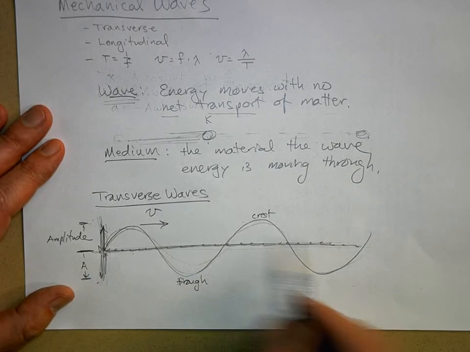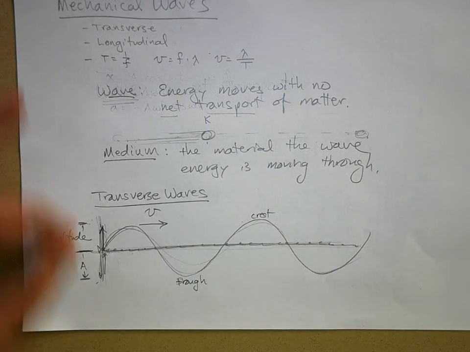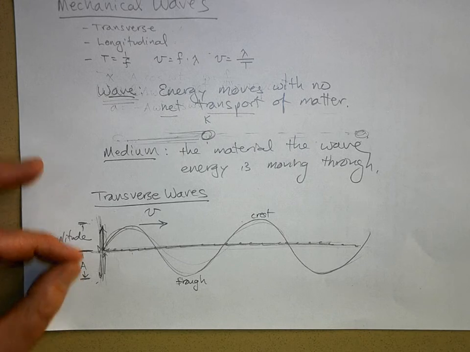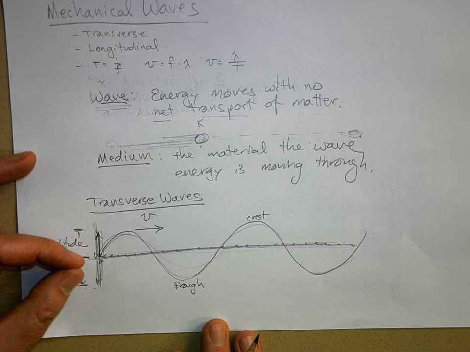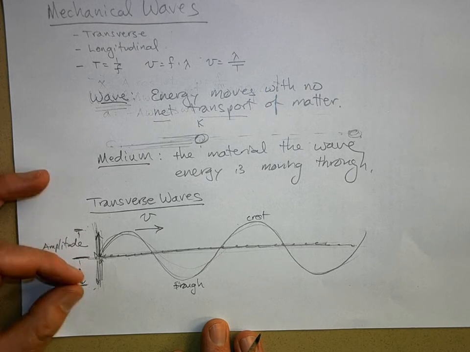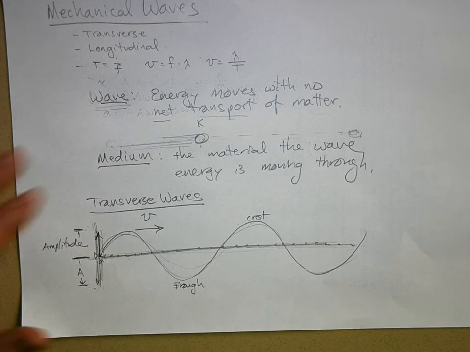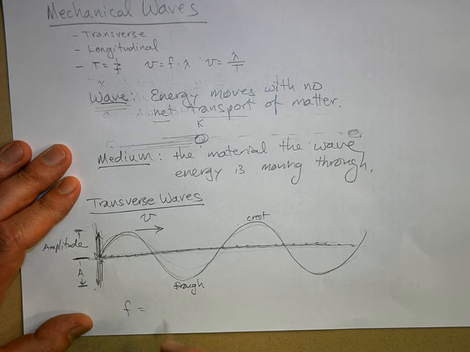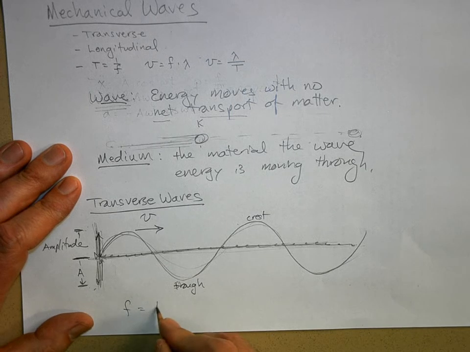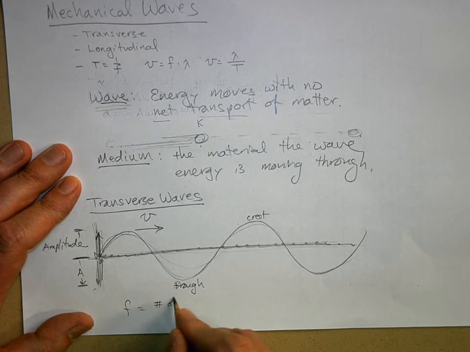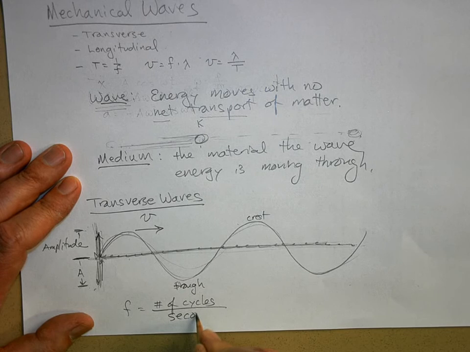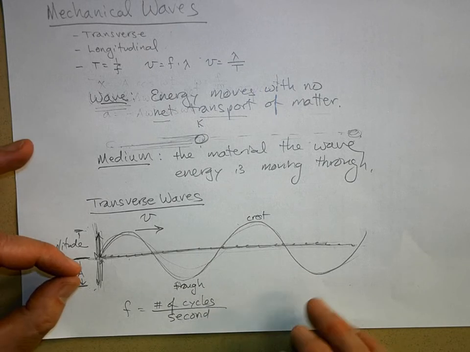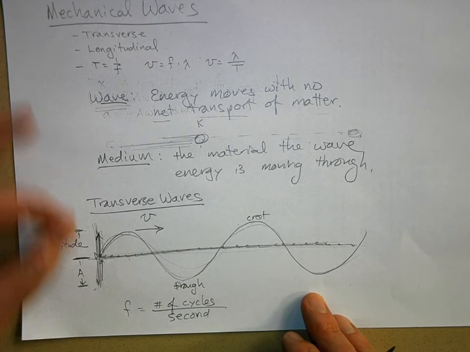Okay, and it's moving. Well, I'm making a certain number of these per second, right? I'm going to be sending these pulses through here, and we call that the frequency. The number of pulses I make, F, is equal to the number of, not pulses, but complete waves, number of cycles that I make per second.